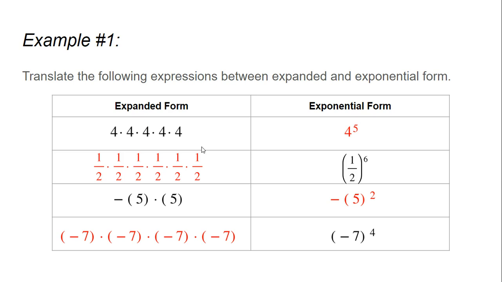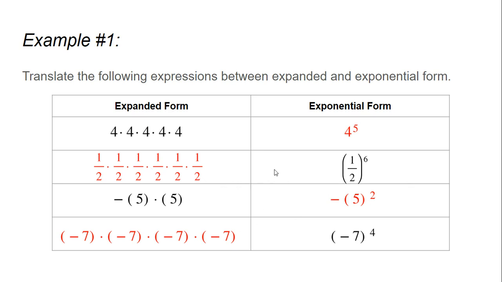Here we have a bunch of expressions written in exponential form and expanded form. Now, anything in red was missing from our tables and our notes, so feel free to fill those in. But 4 times 4 times 4 times 4 times 4 can be written as 4 to the 5th. When I have 1/2 to the 6th power, that's the same thing as 1/2 being multiplied 6 times.